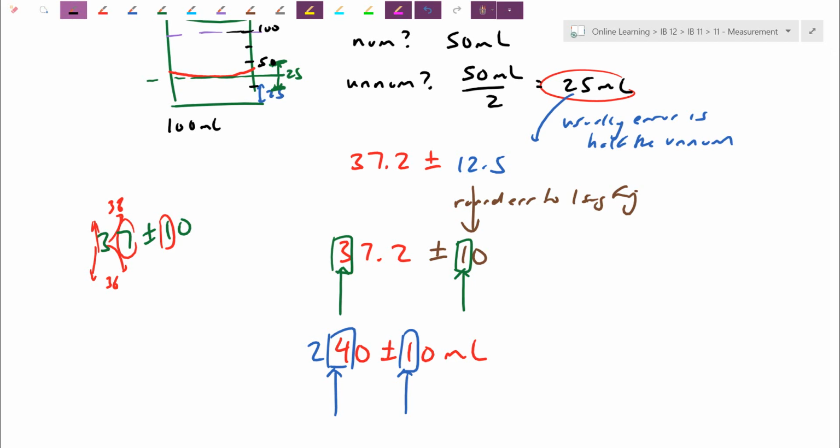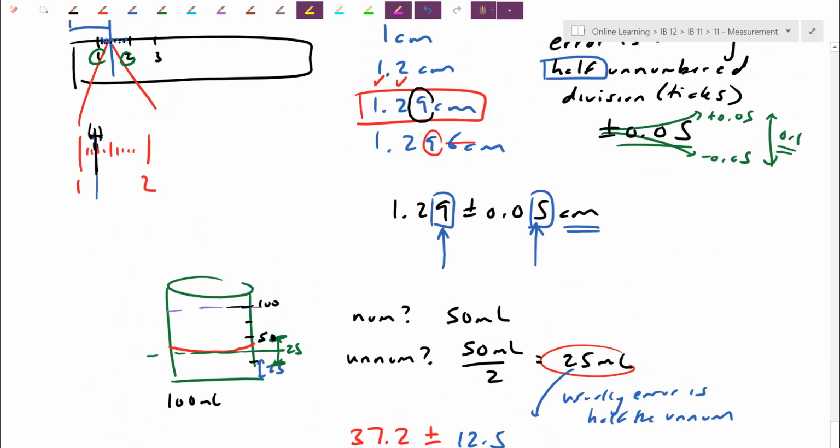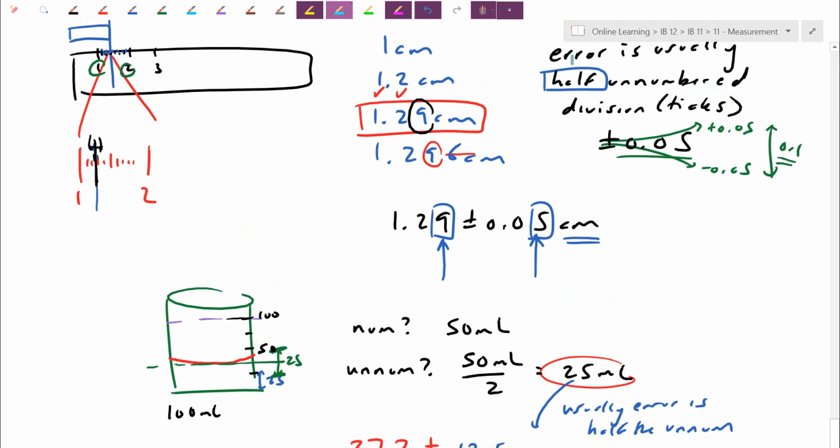Again, if you're more confident than that, you can make this error smaller, but just as a rule of thumb, we've done this twice. The error is usually half the unnumbered division. Half is going to be a 5. We're basically creating the size of an unnumbered tick mark around my guess.